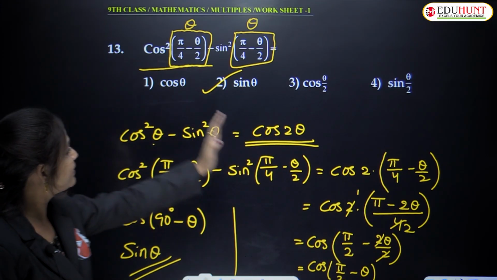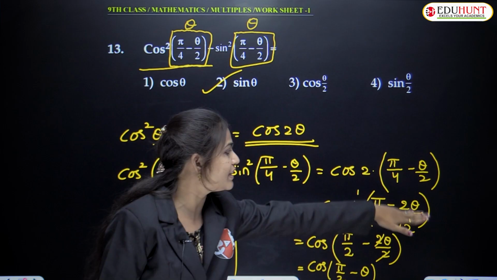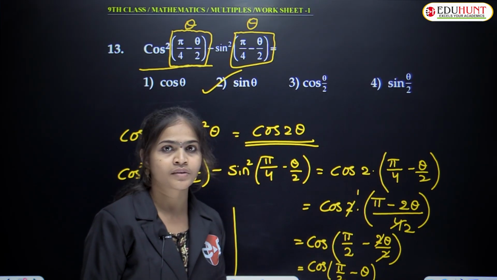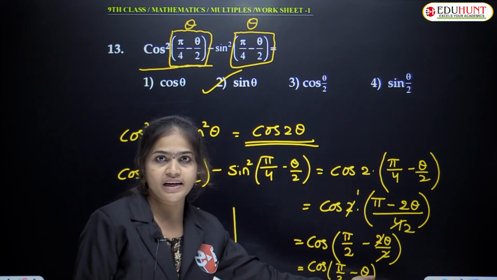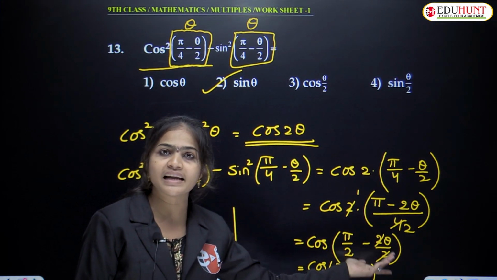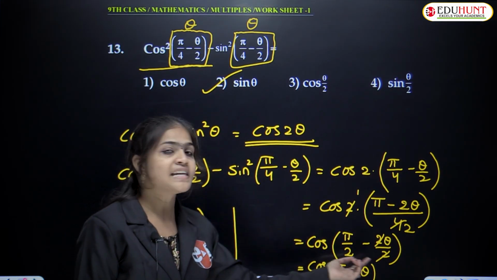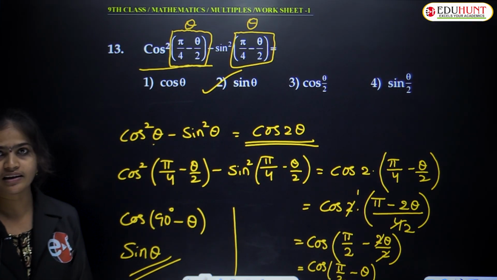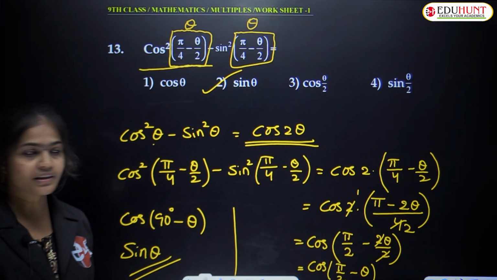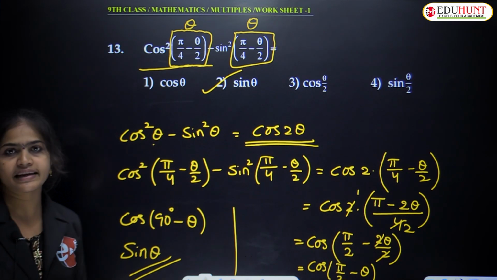So after applying that theta here, we have to simplify it. After simplification, we get cos of pi by 2 minus theta. Pi by 2 is nothing but 90 degrees, no? So cos of 90 minus theta, we know, becomes sin theta. So which option is correct here? Yes, option 2 is correct.